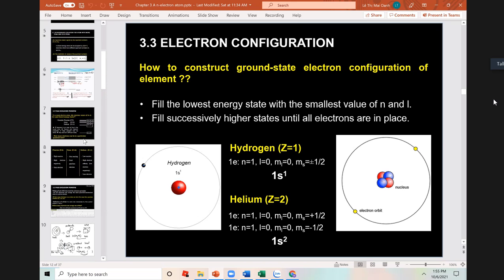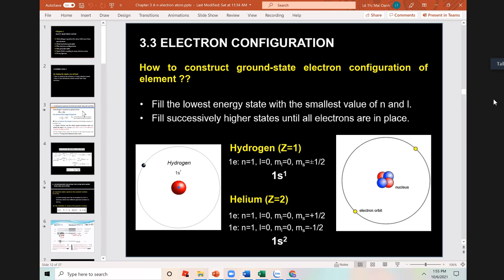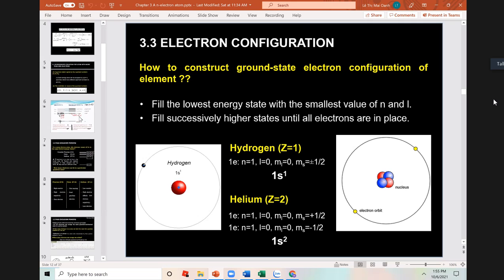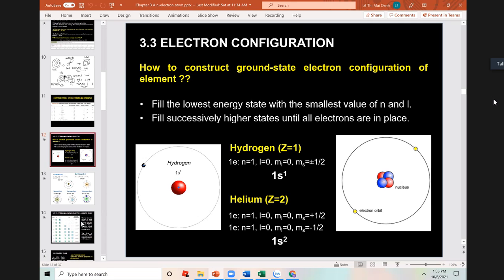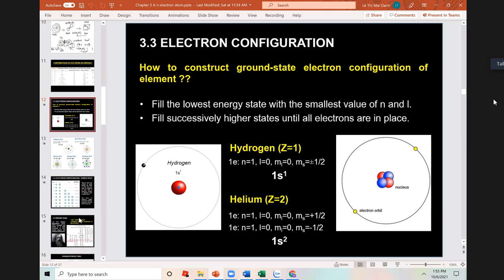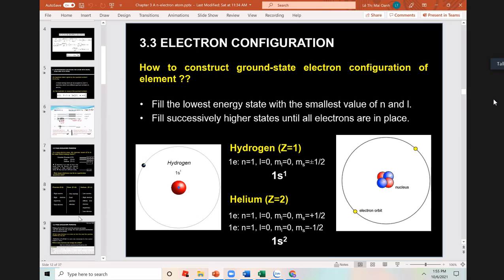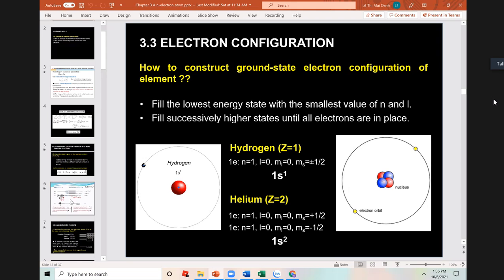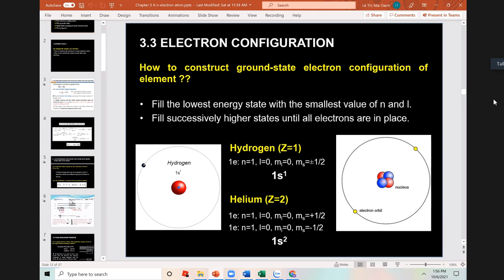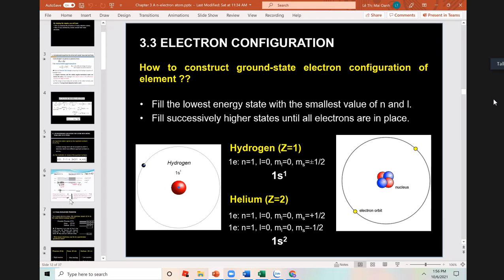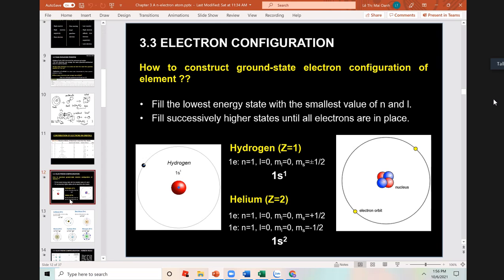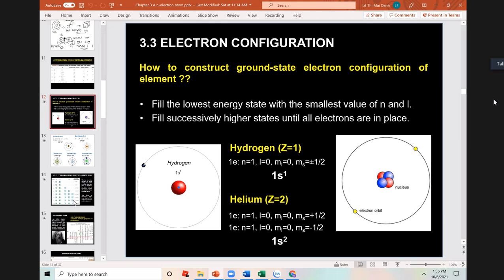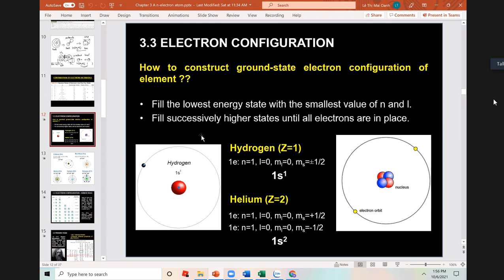Firstly, we already stated about Hund's rule. Where is Hund's rule? Yes, there is an electron configuration.